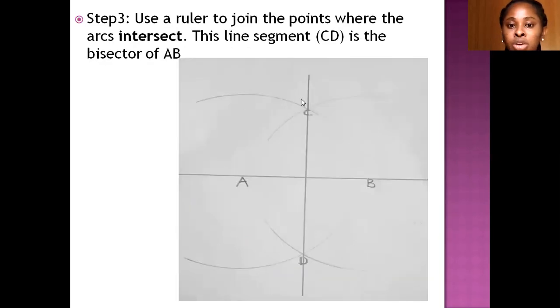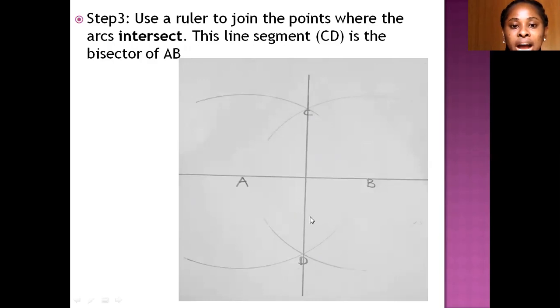Step three, use the ruler to draw the line where the arcs intersect. We have the meeting points here to be C and D. Name the point at the intersection above C. The point at the below one is D. Use your ruler to join them together, to join above and below together.